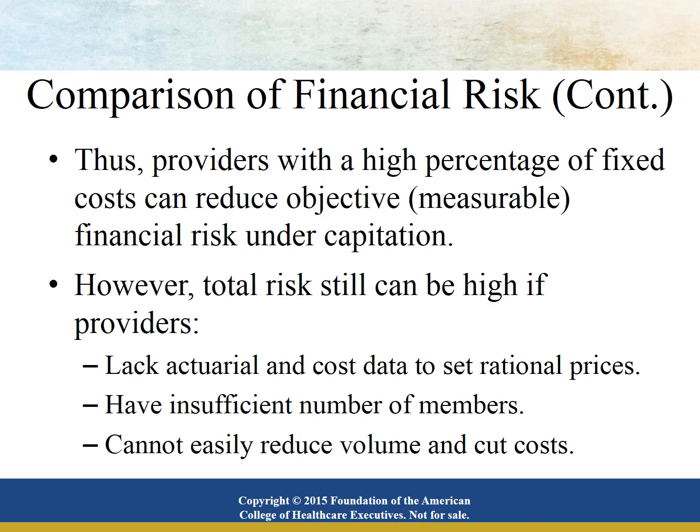Total risk is still high if you don't have actuarial and cost data to set real prices. If we were to come in and say, oh, we can do it, we think, for $80 per member per month, that changes that entire calculation. If we don't have enough members, our revenue drops. And it's not really easy to reduce volume and change patterns of behavior and change utilization and get your costs down.